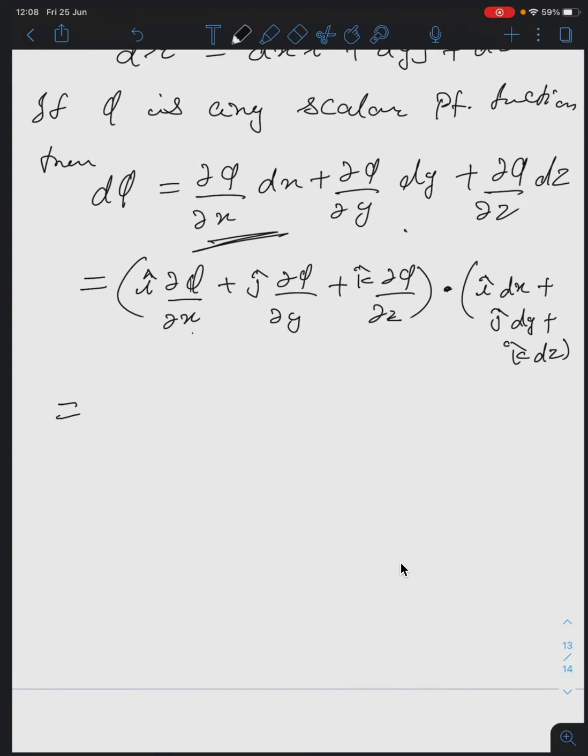Now, what is this thing? You tell me, is it not del phi? Is it not gradient phi? Okay, dot product. What is this one? This is dr bar. Both are vectors, that's why I am able to take the dot product. Del phi is also a vector, dr bar is also a vector. So this is how you write d phi. Understood?